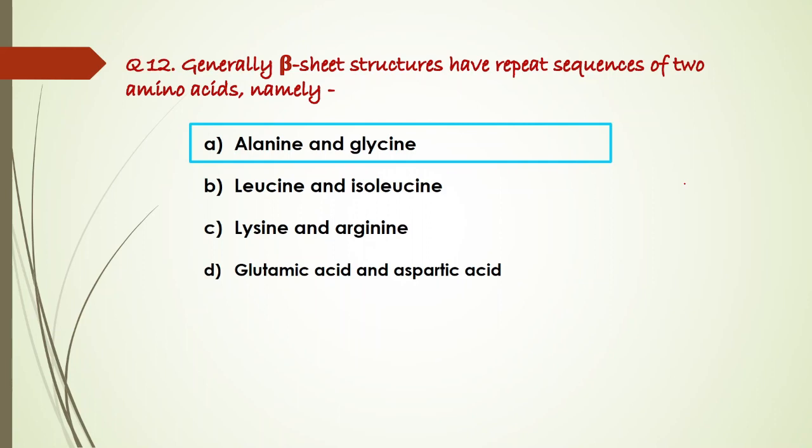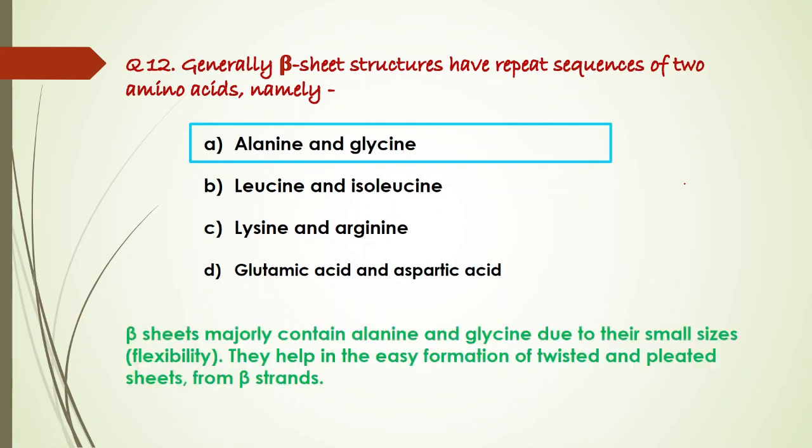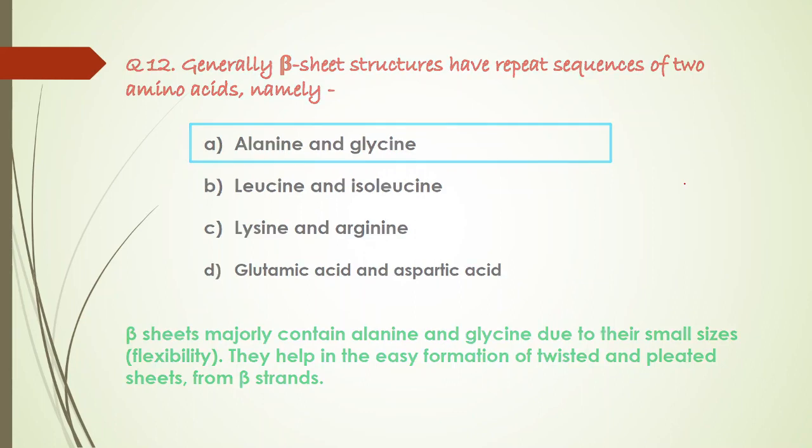So basically they very easily fit in the gaps, because in a beta sheet you are stacking different papers one upon another, and in that gap they can easily fit. That's why it is very frequent that you find alanine and glycine in beta sheet structures. So that is what is written here. Because they are small and flexible, they can be present inside that plane and form pleated sheet like structures. So basically that's what I said.